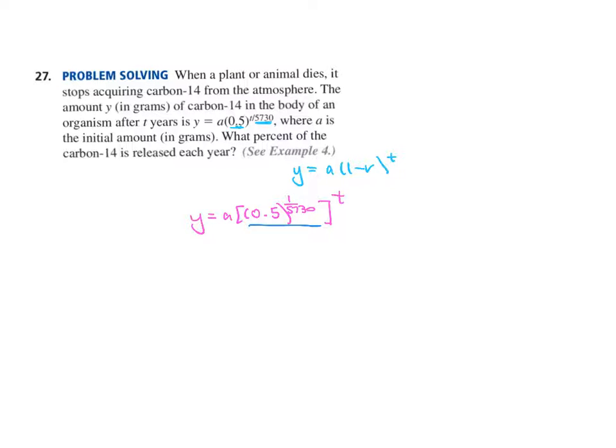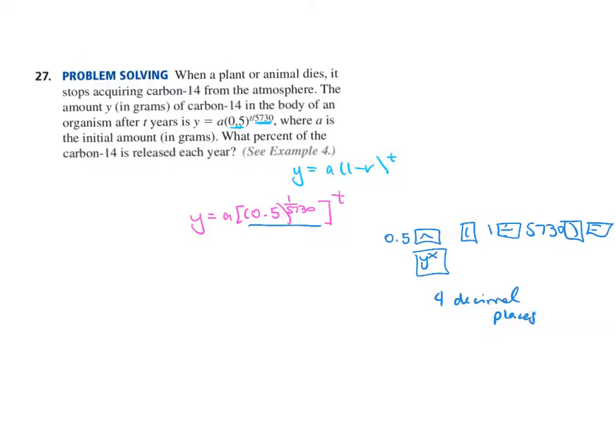So this you plug into the calculator. As a reminder, you plug in 0.5 and then the caret or the y to the x button, depending what calculator you're using, and then parentheses, 1 divided by 5,730, close parentheses, and then equal. And then you want to round to 4 decimal places. And don't forget to bump it up if it's high. Now, looking at this example, after you plug it in the calculator, you will find that the value is about 0.9999. I'm going to keep it like that.